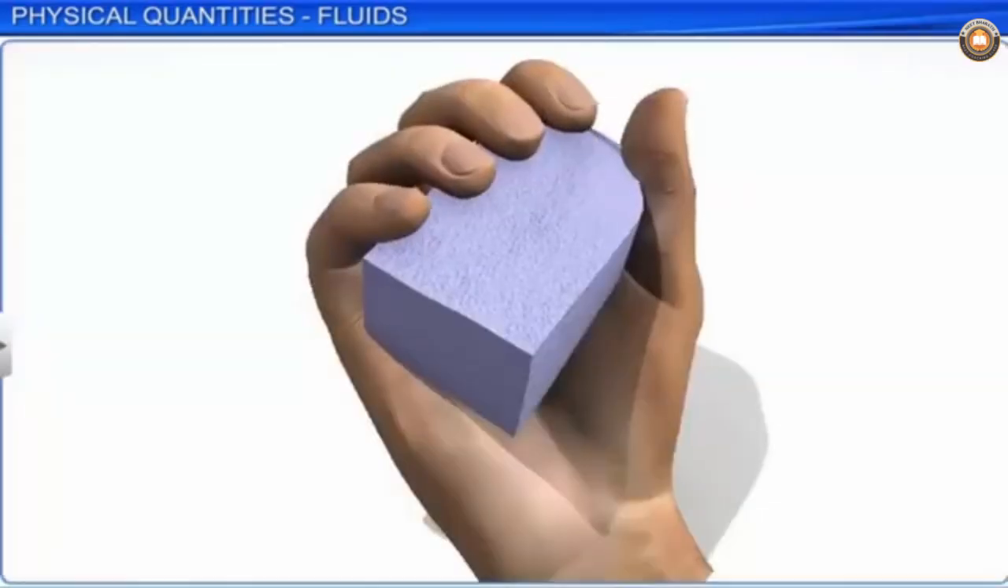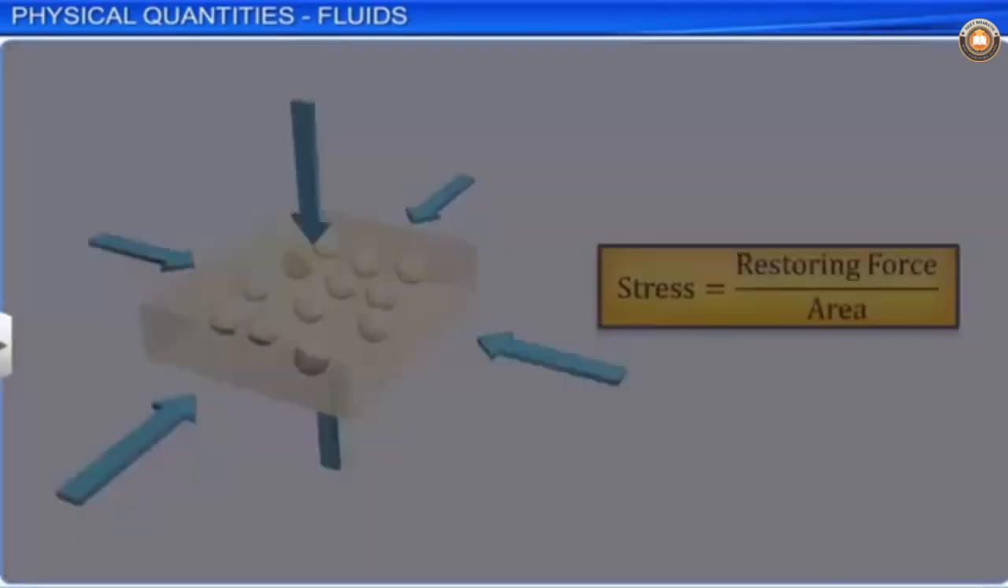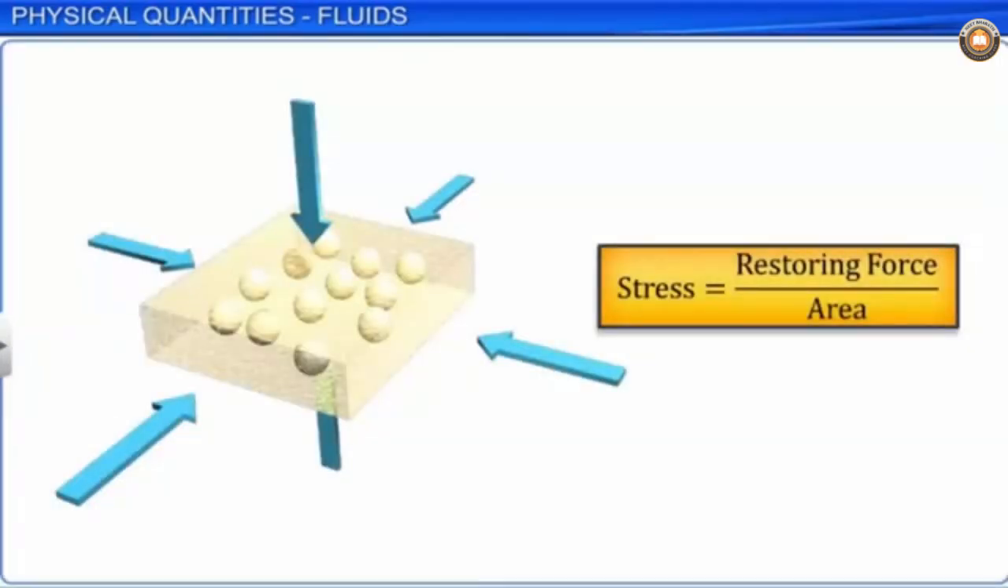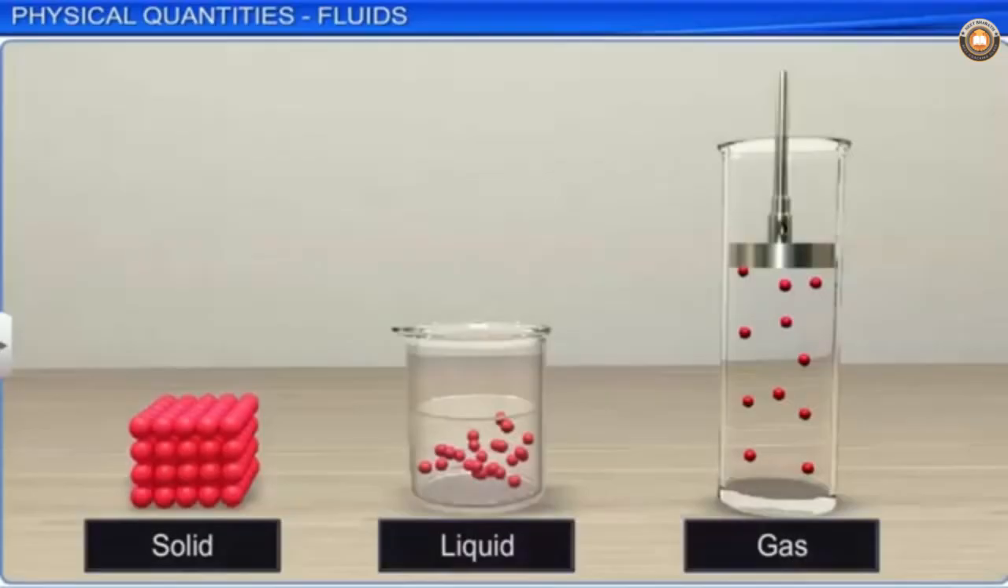However, when an external force acts on certain categories of bodies, their volume changes and the bodies develop a restoring force. The restoring force acting per unit area is called stress. Change in volume due to stress is negligible in solids, very small in liquids, and very large in a gas.